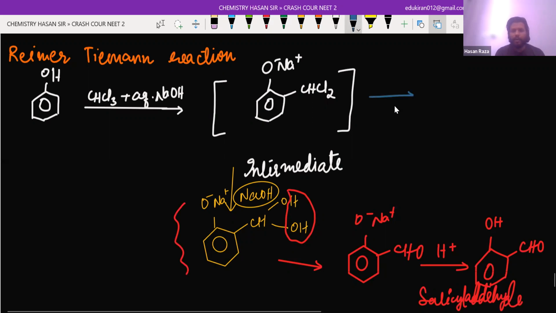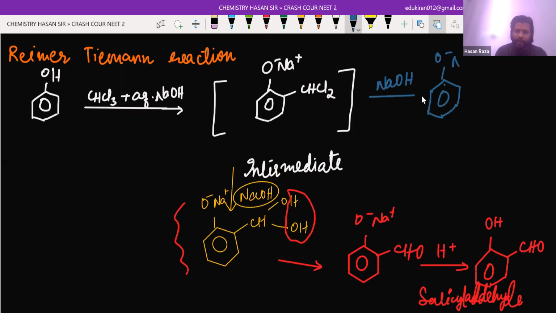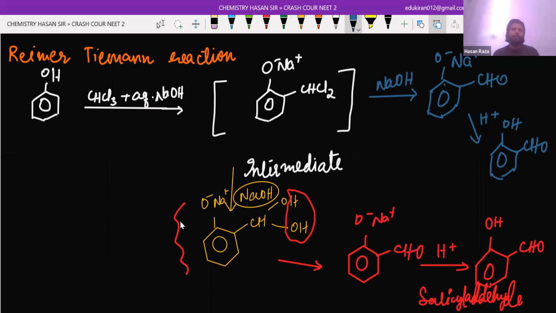I'm going to write ahead. If you react this with NaOH, first you will directly get this O negative Na positive, and then this will be converted into CHO. After this, you react this with acid, and you will get salicylaldehyde. So this is how the reaction took place. You can either write the above one, which is in a straight line, or you can go further down, how CHO comes, that's what I explained here.